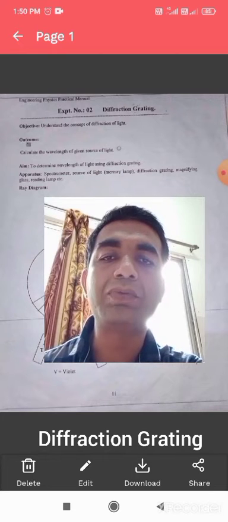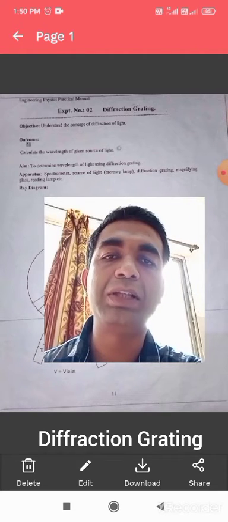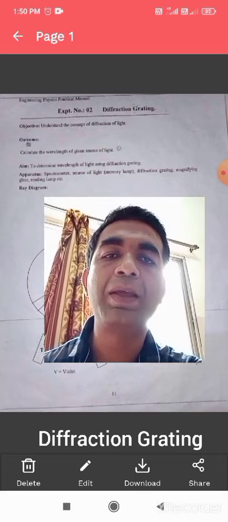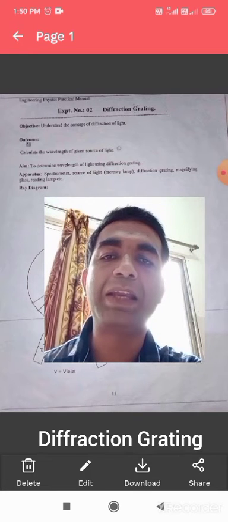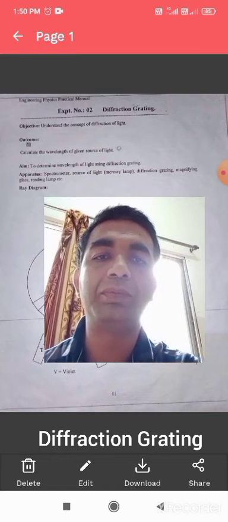Now, what apparatus do we require to calculate the wavelength of the light? For that, we require the spectrometer, then a source of light, that is a white light source, mercury vapor lamp, then diffraction grating, magnifying glass, and reading lamp. These are the apparatus required for the diffraction grating experiment.